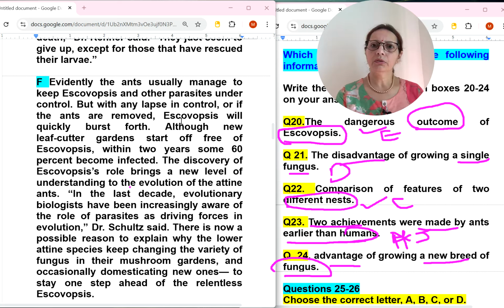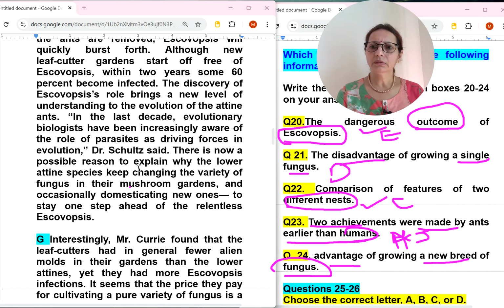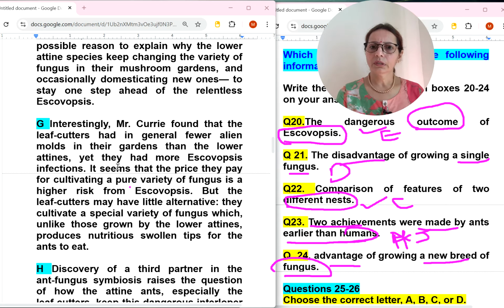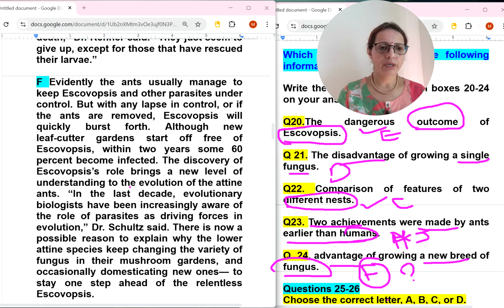So here they are talking about this fungus, I think. Usually manage to keep this and other parasites under control. So because of this, the lower infection yet they had more. Okay, so I think they are talking about this advantage of growing a new breed of fungus. Definitely I can select this F number, but I am not sure about this 24th. So you can always text me about this 24th number question.